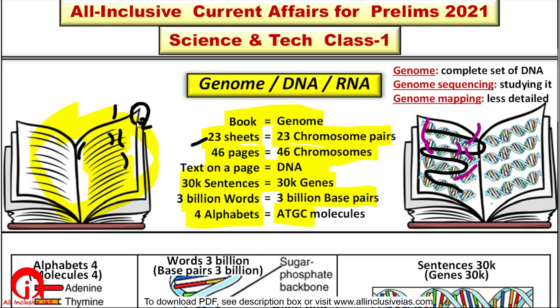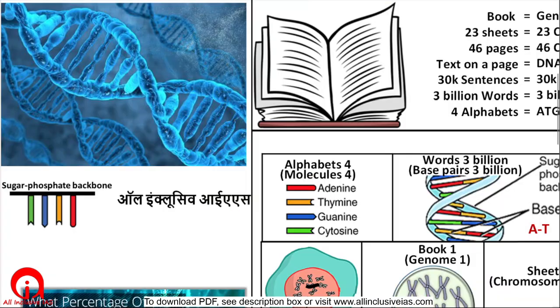Please note that in a book, words repeat themselves. Words are not unique, but the sentences are unique. So here we can see that the words or the base pairs are not unique, but the sentences or the genes are unique. The 4 alphabets A, T, G, C make the words, and words form sentences.